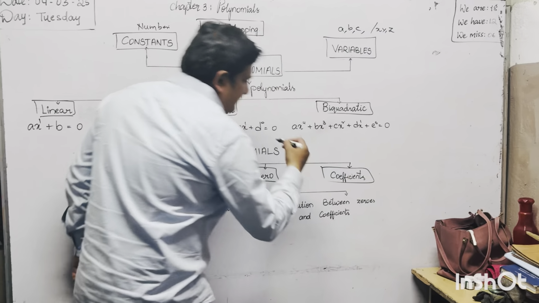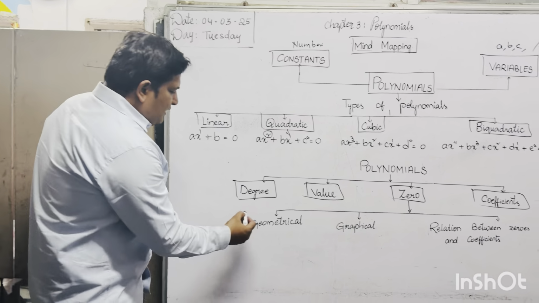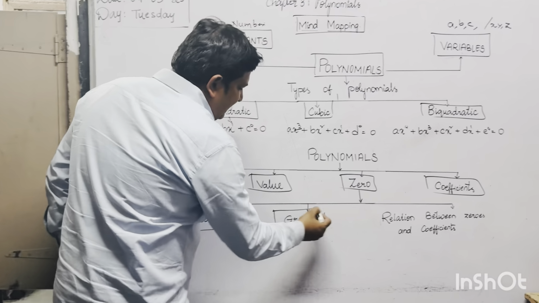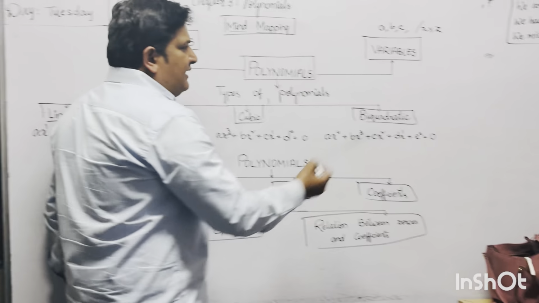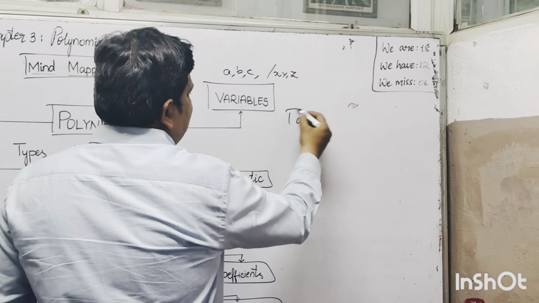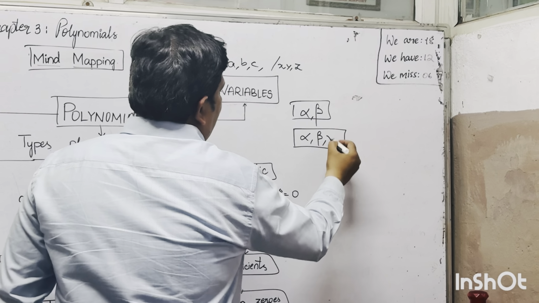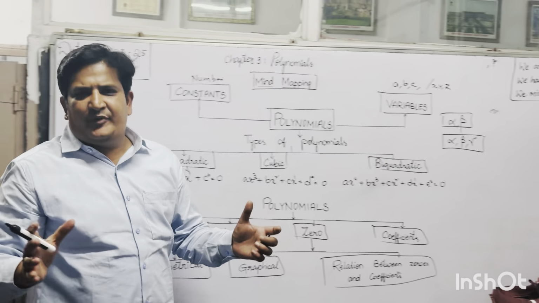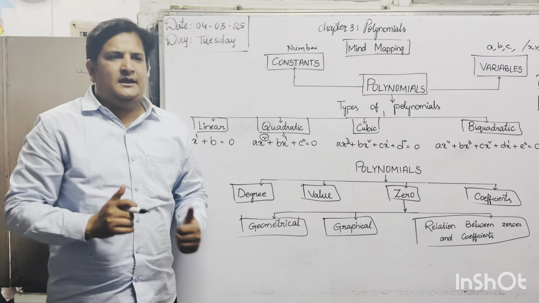Next, coefficients ante variable ఉండేటివి coefficients. So the sums ఏముంటాయి మీకు? Geometrical sums ఉంటాయి, graphical sums ఉంటాయి, తర్వాత relation between zeros and coefficients, especially alpha beta for quadratic equations and for cubical equations ఏమొస్తాయా? Alpha beta gamma. So this is the mind mapping of polynomials, and now we will discuss about the important topics of the polynomials.